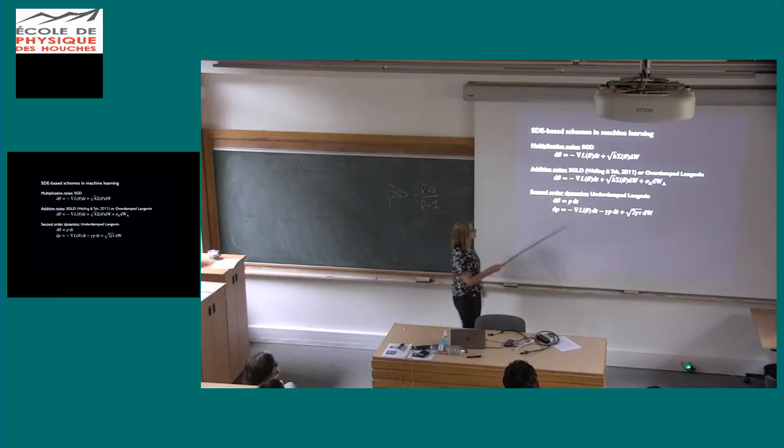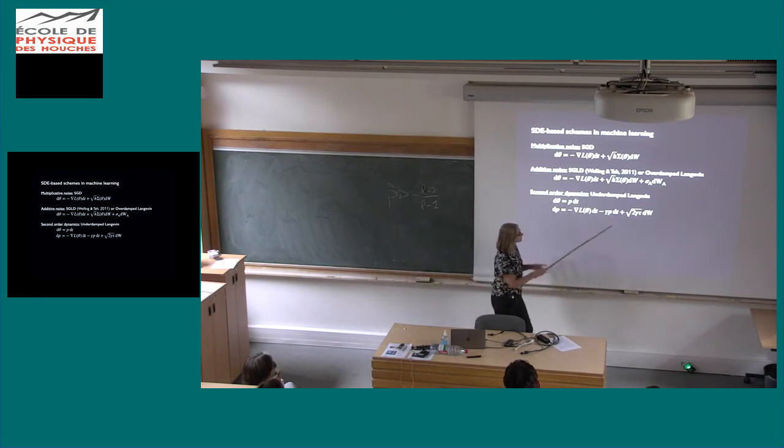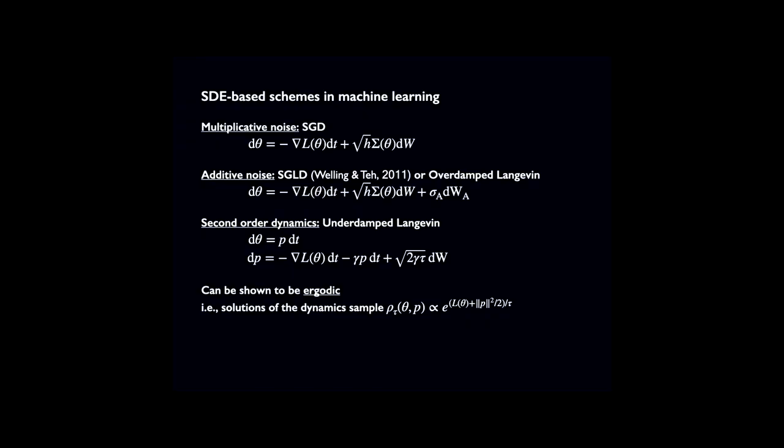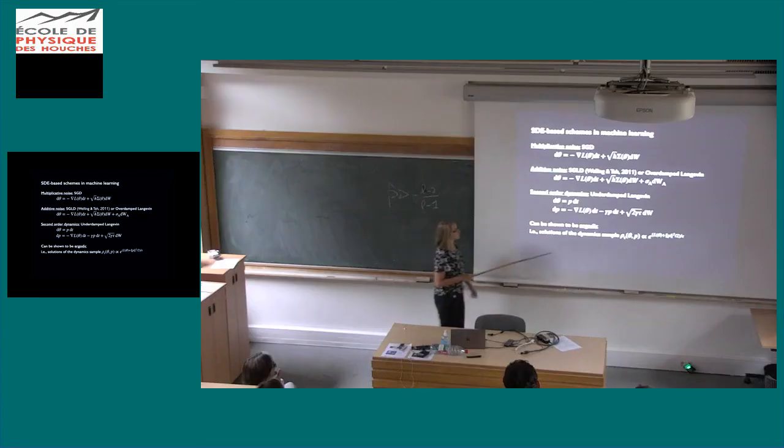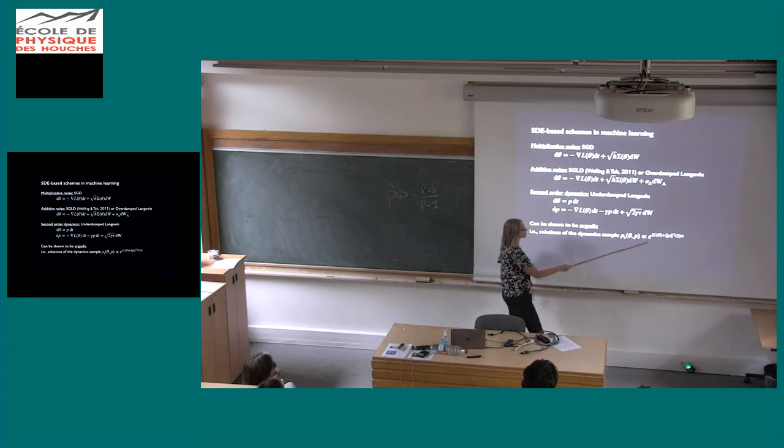So then you arrive at this scheme, which is called underdamped Langevin. And so basically what this consists of is a Hamiltonian part, which is this part, and then a stochastic part. And so this is your additive noise term in that case. And so this kind of dynamics, you can also show to be ergodic, so it also samples from this invariant distribution where this is your Hamiltonian, so your potential energy, kinetic energy.